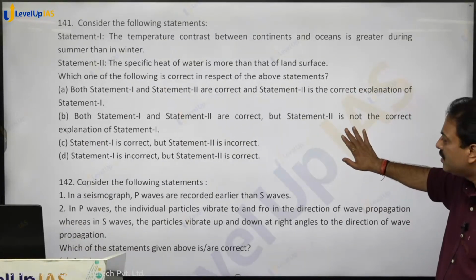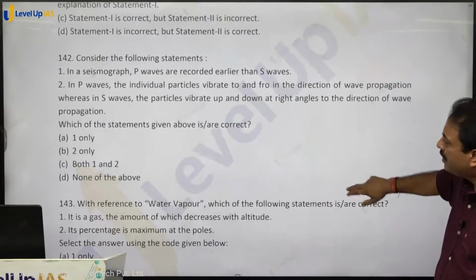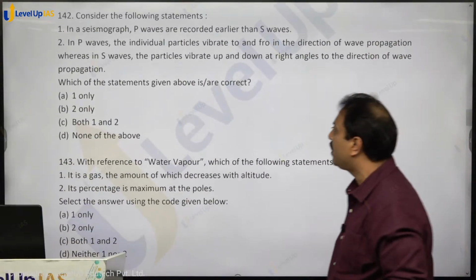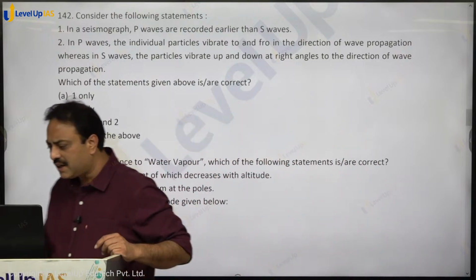ये वाला हो गया. Option D, D for dog. 42. Consider the following statements. In a seismograph, P waves are recorded earlier than S waves.